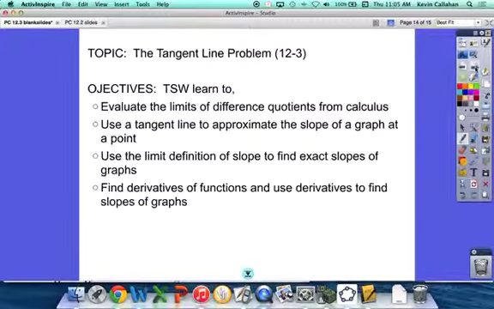Okay. So that was the tangent line problem. Again, we use the tangent line problem to motivate why we're doing this thing called limits. Because we take the limit of the slope of the secant line to use as an approximation for the slope of the graph. And slopes of graphs are important. Rate of change, right? You physics people ought to know that.